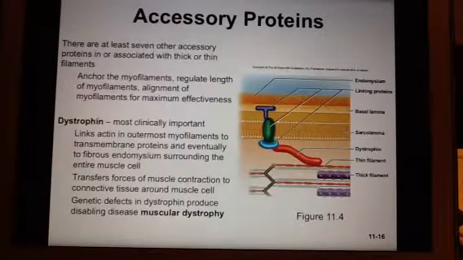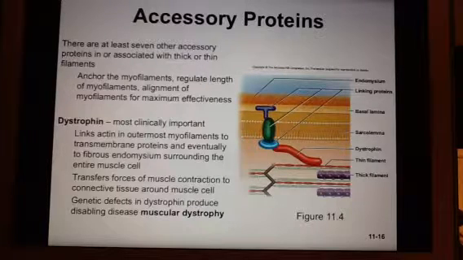There are a bunch of other accessory proteins that are associated with these filaments. I'm going to focus on just dystrophin because it is the most clinically important. These proteins basically are just helping. They either anchor the myofilaments, regulate the length, or help them line up correctly, but they're not the main stars of the show of contraction. But we'll talk about dystrophin for a little bit.